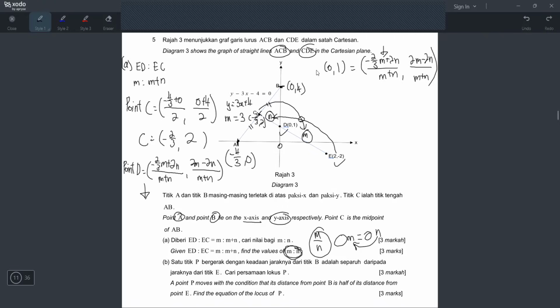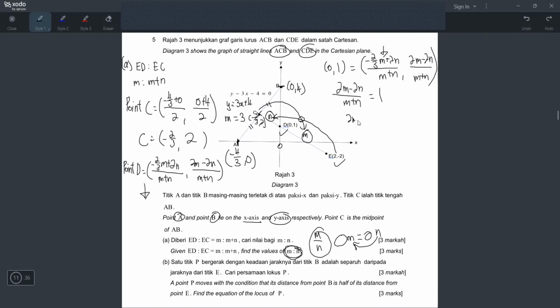Okay, you compare now. You can compare the x coordinate with the x coordinate, or compare the y coordinate with the y coordinate. But for me, I will do the y coordinate. So I will take 2m minus 2n over m plus n. This is the y coordinate on this side, but the y coordinate on the other side is 1, so equals to 1, right? But if students want to compare the x coordinate, you will get the same answer. The reason I choose the y coordinate is because it has no fraction, right?